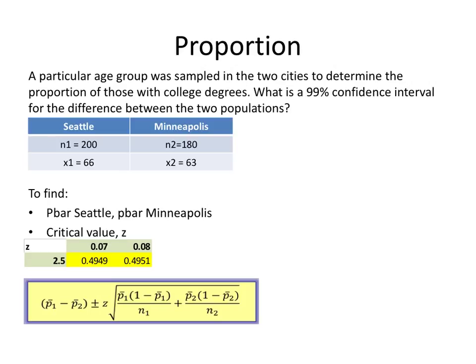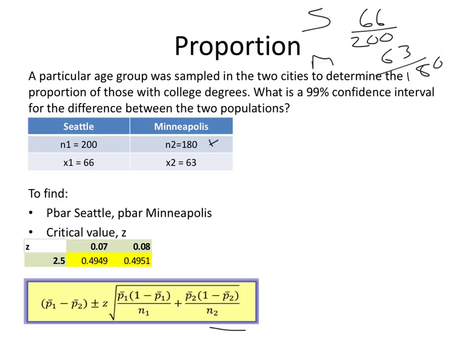Okay, so the first thing we need to do, or there are several things we need to do to get to the point where we can use the equation at the bottom of the screen. What we want to do is determine our p-bar for Seattle and p-bar for Minneapolis. For Seattle we would take 66 over 200, and for Minneapolis we would take 63 over 180. These values are in the table right here.